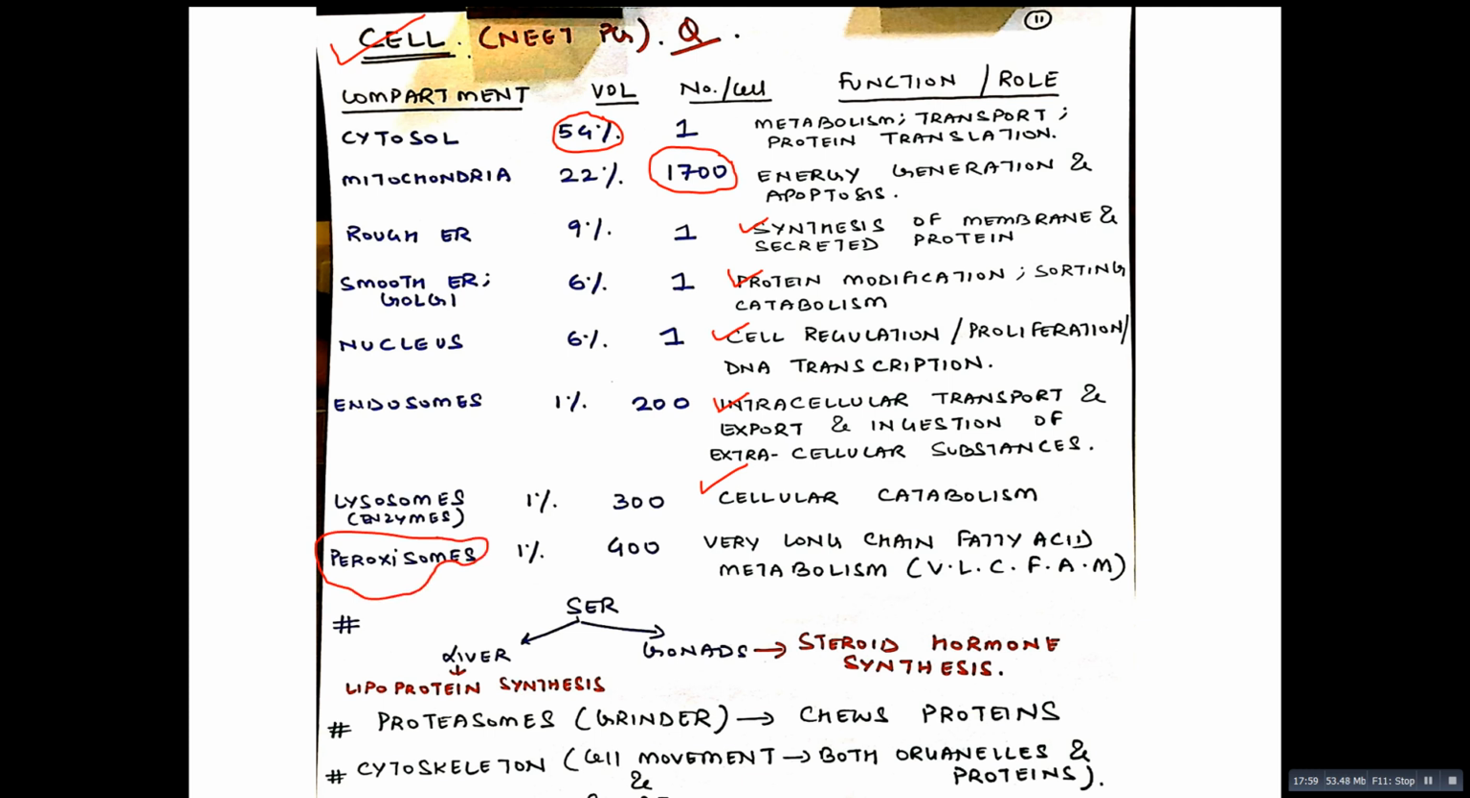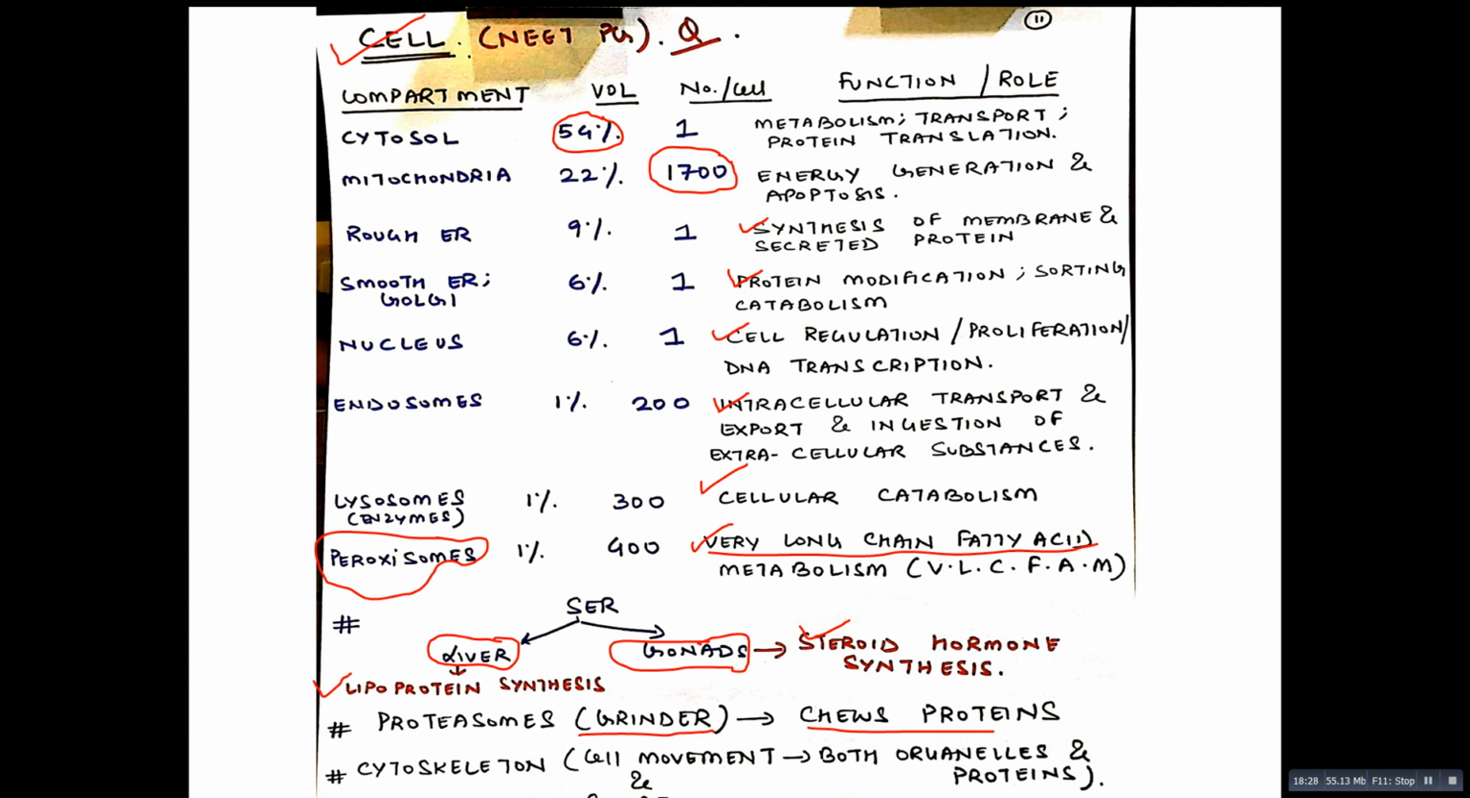Now the role of smooth endoplasmic reticulum. The smooth endoplasmic reticulum are found in abundance in the liver, where they help in lipoprotein synthesis, and in the gonad help in steroid hormone synthesis. Proteasomes are grinders that chew protein. We will discuss about proteasomes in details in our next part. Cytoskeleton is involved in cell movement and maintenance of cell shape.